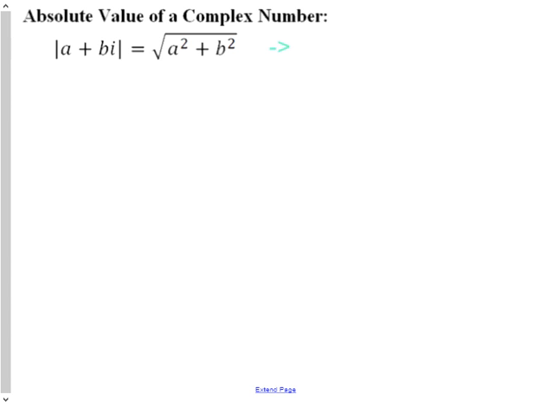So what it is, given a plus bi, the absolute value of that is the square root of a squared plus b squared. Okay, distance away from 0. So if that's the distance away from 0, we will see what that looks like plotted in a moment here.